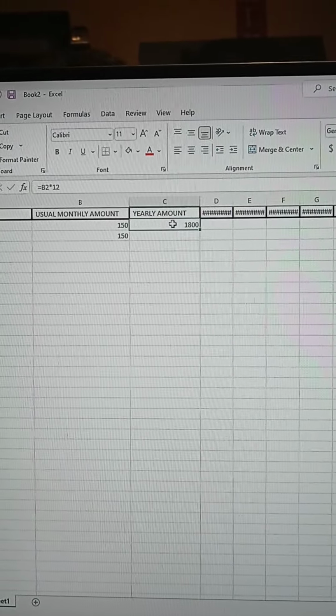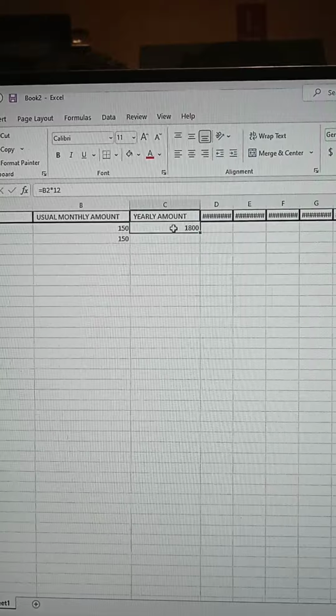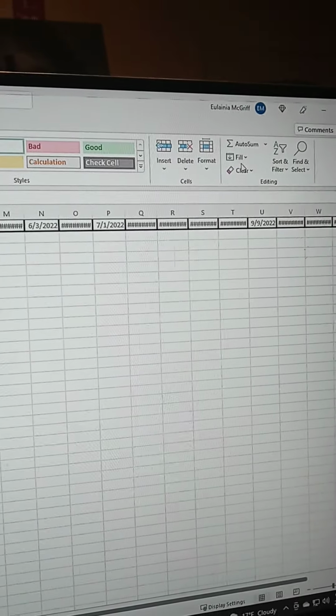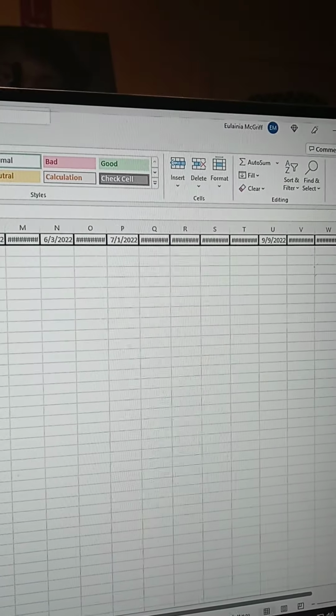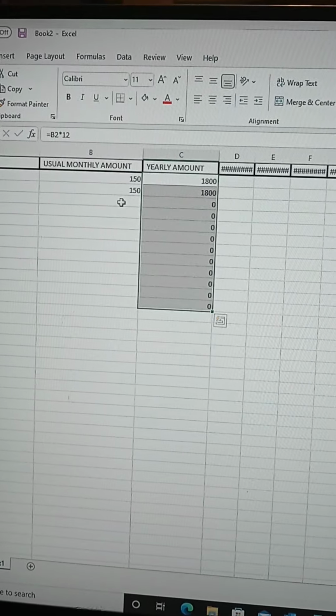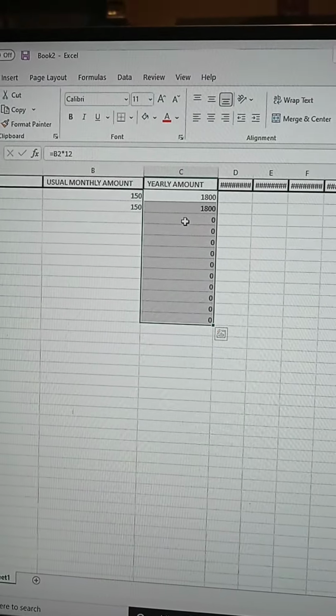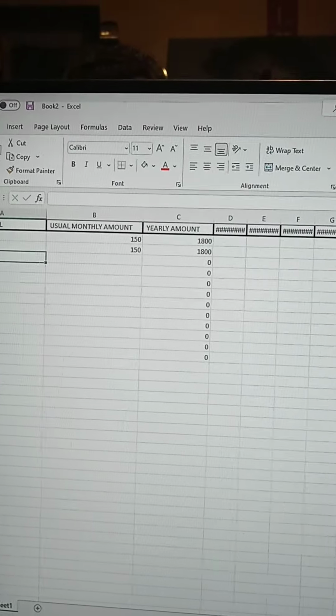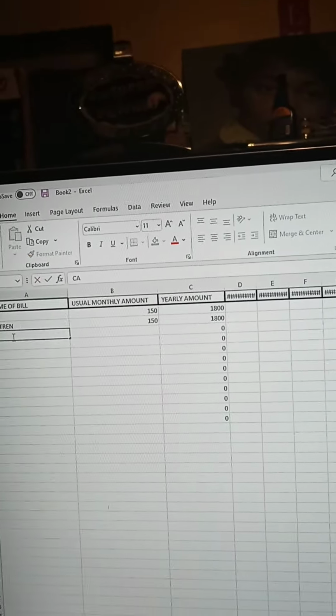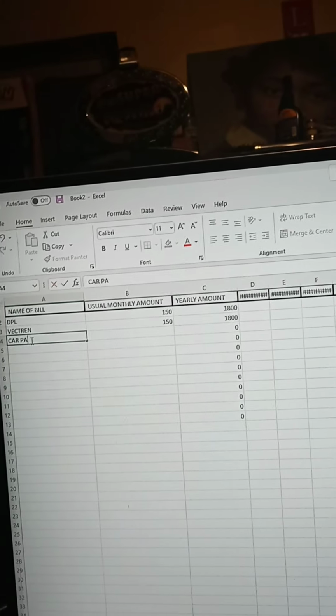Since we have this formula right here, you can just pull that down and then go over to fill down, unless you want to put the formula in all the time. So whenever I put a number over here, it's going to times it by 12. For example, my car payment, we'll just put car payment right here.